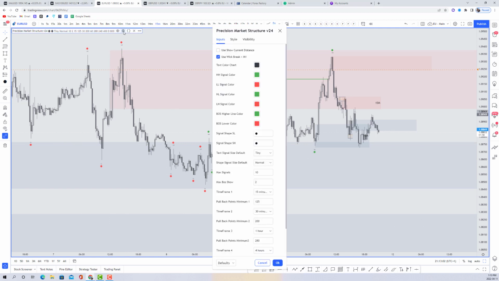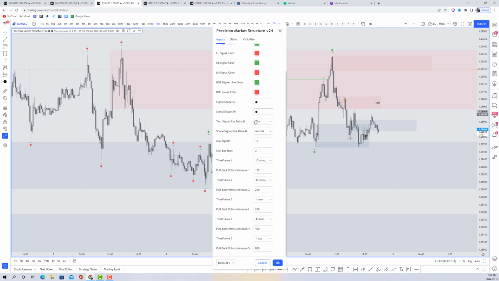Now, the numbers that I gave you guys that this comes preloaded with, those are numbers that I found are pretty decent numbers for Euro USD. Now, as you get into a more aggressive pair, these numbers will obviously change. There's also numbers I gave you guys for NASDAQ and gold.